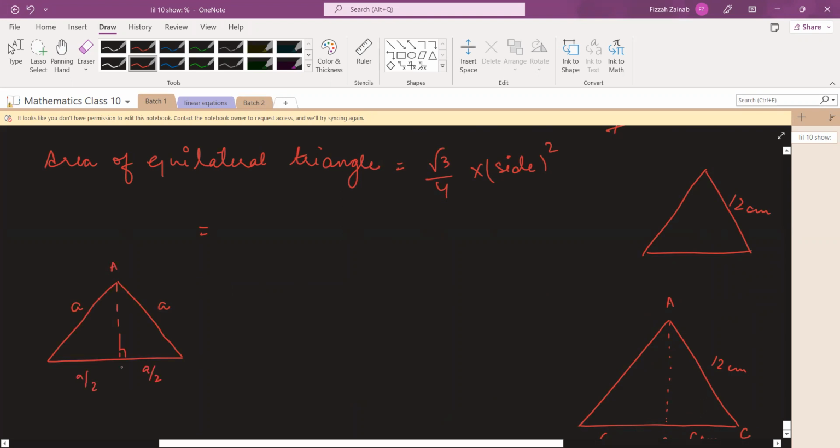So I want to find the height, right? Height I want to find. If I use Pythagoras theorem in triangle ABC, then basically AC square will be equal to AB square plus BC square. Is that correct? Please don't write it, just understand.